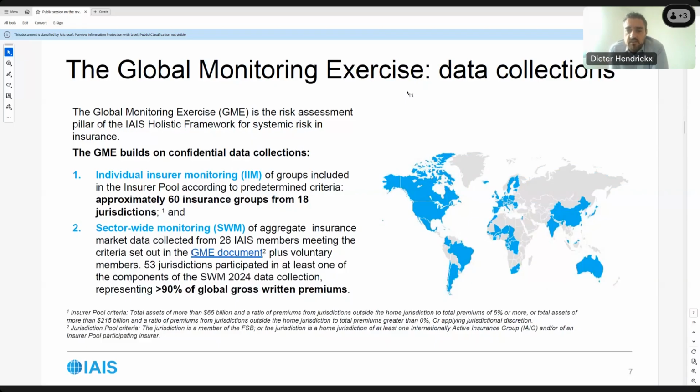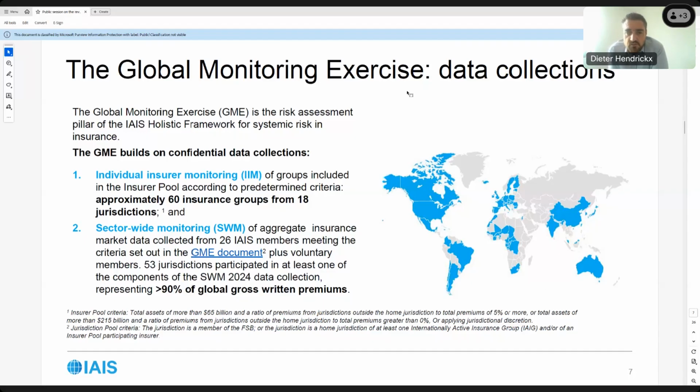One of these data streams is linked to the individual insurer monitoring, in which 60 of the largest insurance groups around the world from 18 jurisdictions participate in this IAM. And next to the IAM, we have a sector-wide monitoring in which 26 IIS members meeting the criteria, plus extra volunteering members, get to a total of 53 jurisdictions participating in this sector-wide monitoring exercise, which all in all makes that we are able to cover an exercise which is very representative by covering more than 90% of the global gross written premium.